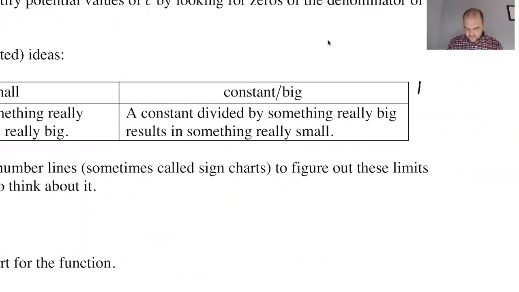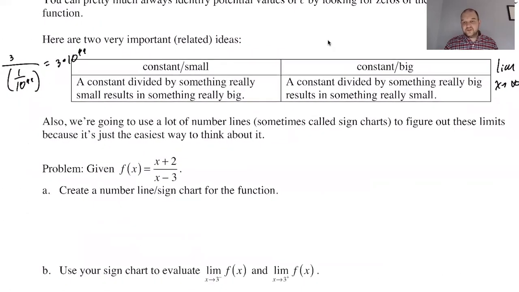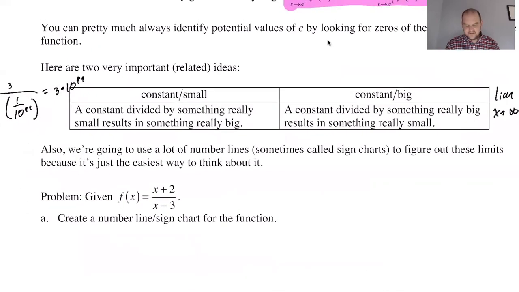This is the limit as x approaches infinity of a constant divided by something huge. Like, I don't know, how would I even write it? Well, it's something huge, like infinity. K divided by x to the n equals 0. This is our favorite thing. We've used this a million times. So they're related to each other, right? I mean, they're basically reciprocal ideas.